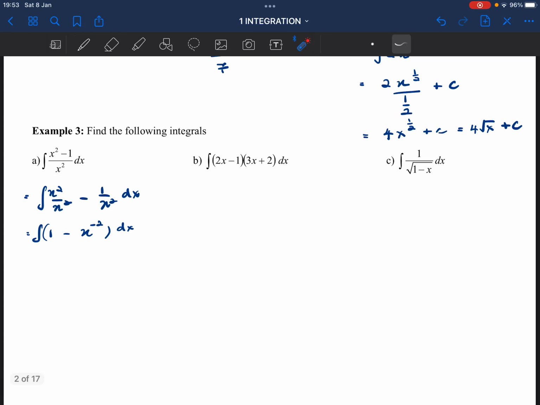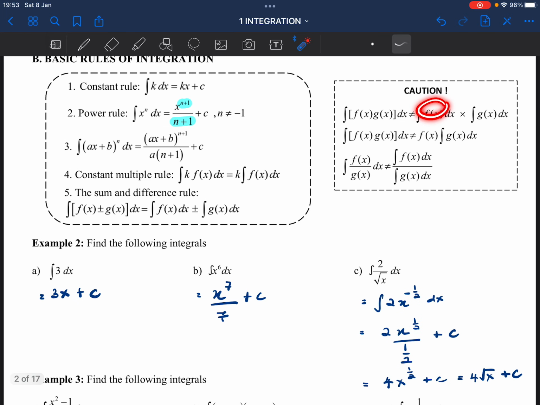So make sure to write this integral symbol. Now we are going to integrate. Integrate 1, we get x. Integrate x to the negative 2, power plus 1 divided by the power. So here is negative 2 plus 1, x to the negative 1 over negative 1, plus c. Just simplify your answer, you will get x plus 1 over x plus c. That's it.